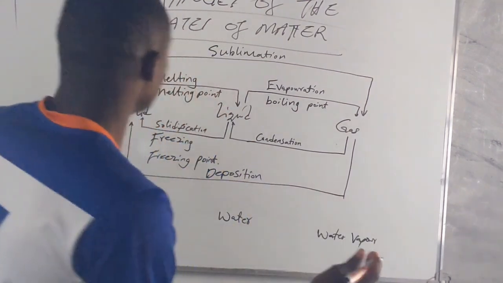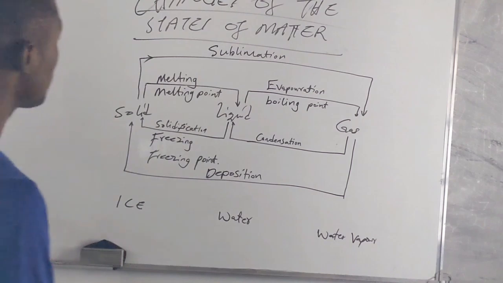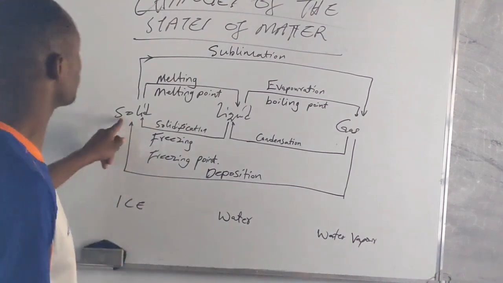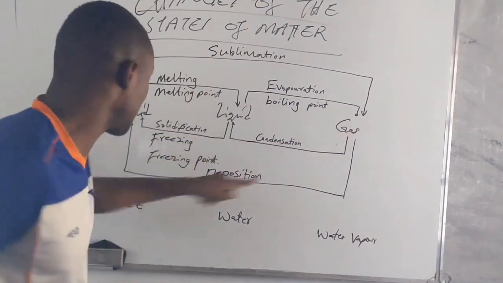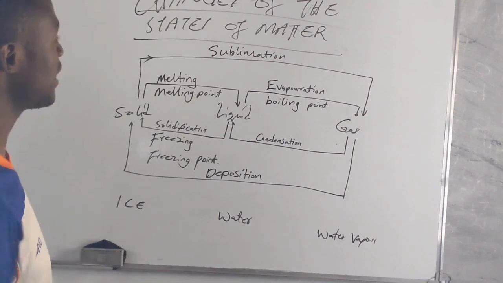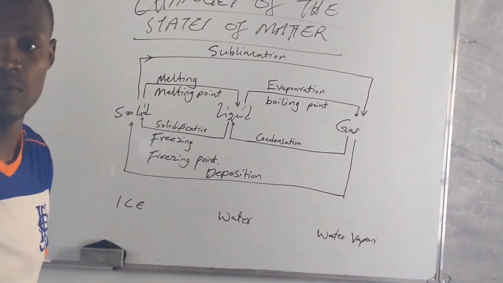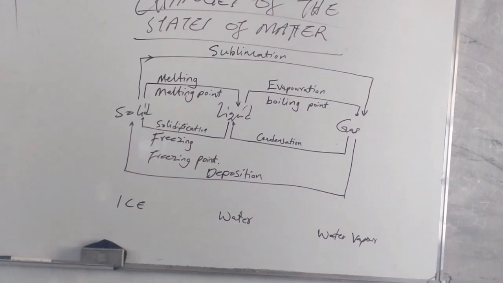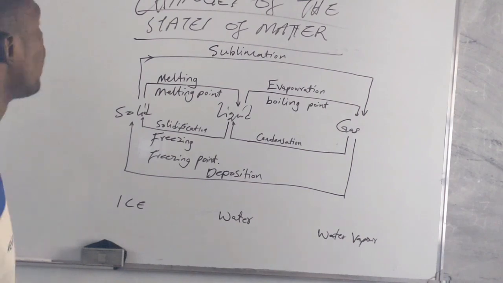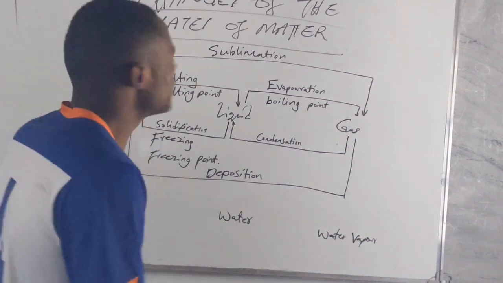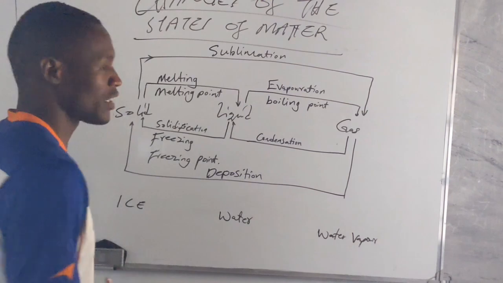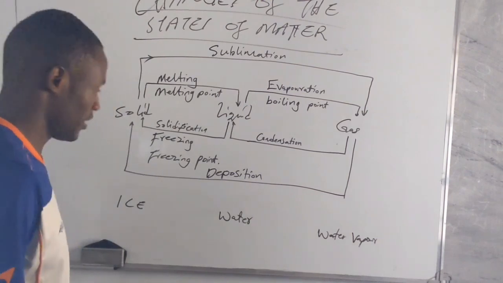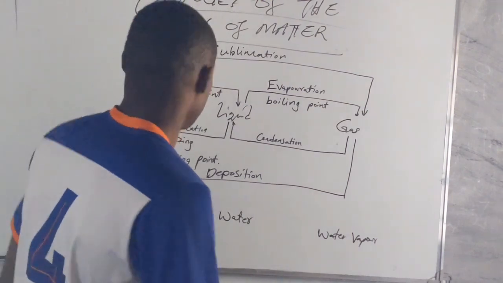Examples of substances which can sublime, or change from solid directly to gas, or from gas directly to solid. What example? Very good, it is iodine. This question usually comes to say, give one example of a substance which can undergo sublimation. The correct answer is iodine. It's very important to know about that.